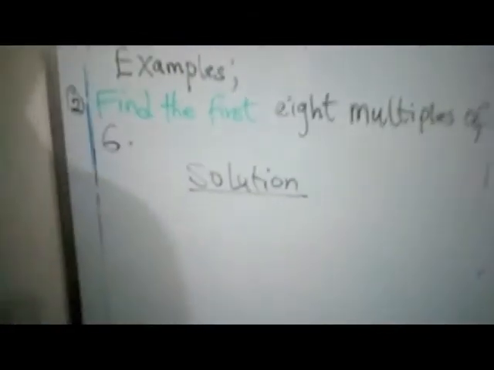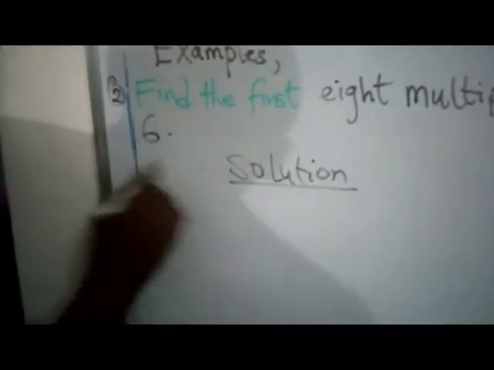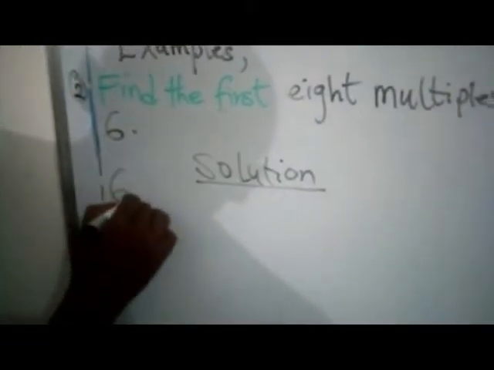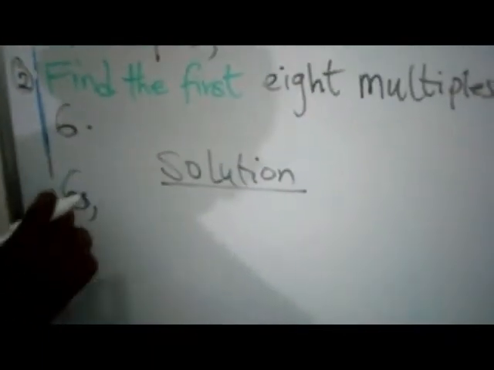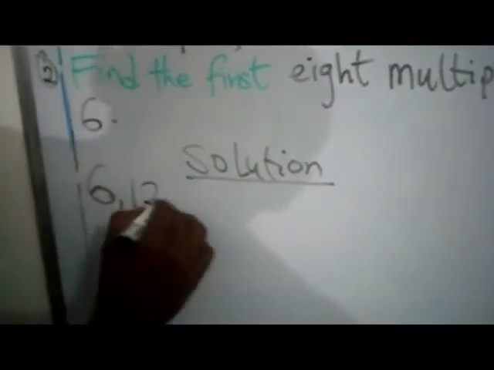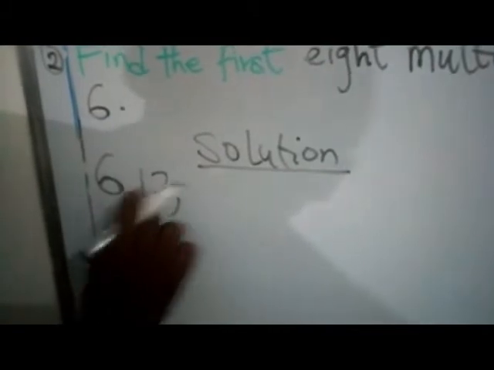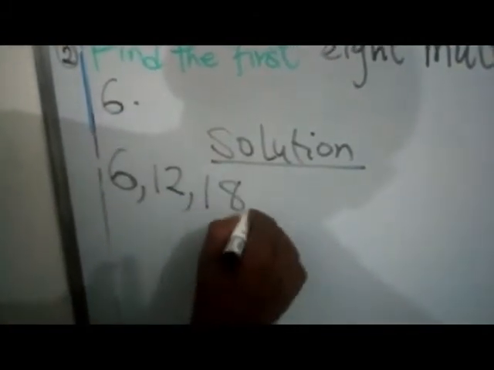Now let us use addition first. The first one is what? 6. You write it. That's the first multiple. To get the second one, 6 plus 6. That's what? 12. The next one will be what? 6 plus 12. That's what? 18. The next one will be what?